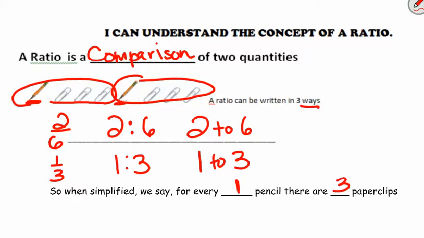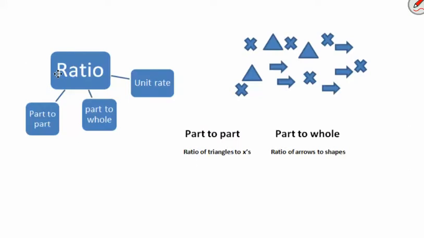All right, so let's look a little bit more in depth at ratios. When we look at ratios, we can look at what's called part to part or part to whole. Unit rate we're going to look at later on this week, but we're going to concentrate on these two, part to part and part to whole. All right, so let's look at this picture, and this is in your notes as well. I have this picture, and obviously I'm looking at triangles, X's, and arrows. If I'm looking at part to part, that means I'm looking at 2 different parts of what we have in the picture.